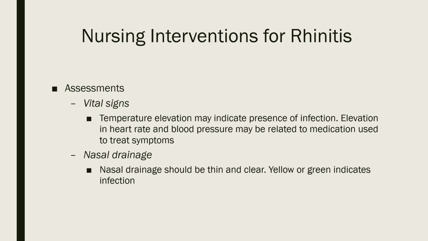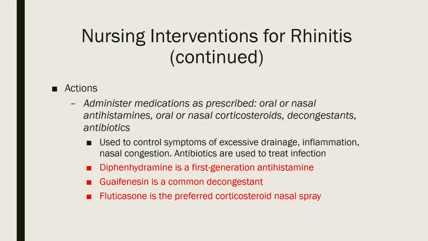So some nursing interventions for rhinitis. We are going to assess because we are nurses, and we always start with vital signs. Temperature elevation may indicate the presence of infection. Elevation in heart rate and blood pressure may be related to medication used to treat these symptoms. Nasal drainage should be thin and clear. However, if it is yellow or green, this could indicate an infection.